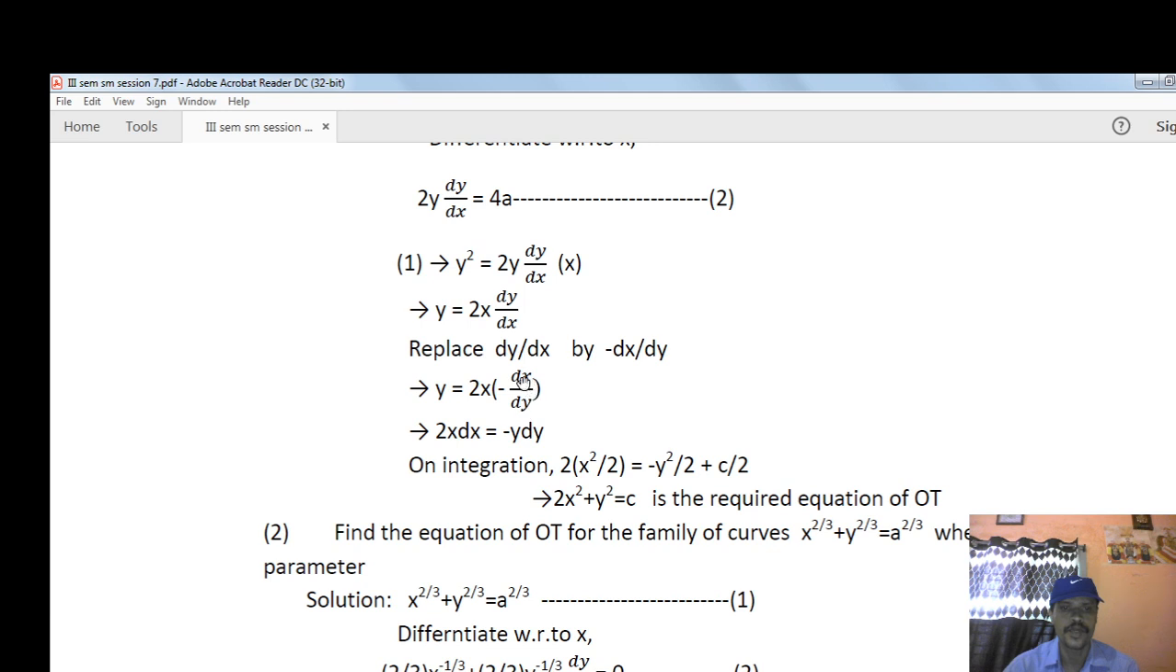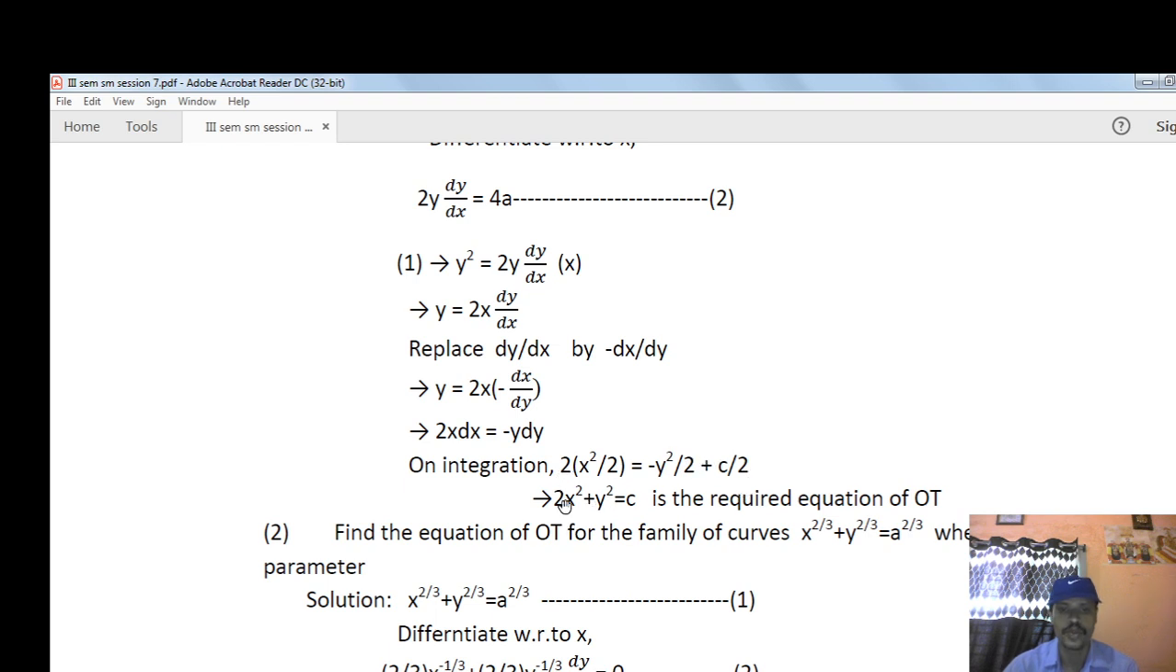Solve this equation. We can solve this equation just by separating the variables. After cross multiplication, we have 2x into dx is equal to minus y into dy. Keep negative sign always on the right hand side. After this operation, integrate. On integration, we have 2 into the integration of x is x square by 2, is equal to minus the integration of y is y square by 2, plus in the denominator everywhere 2 is there, and therefore we can avoid this fraction by taking the constant of integration as c by 2.